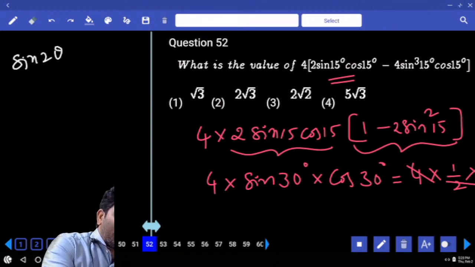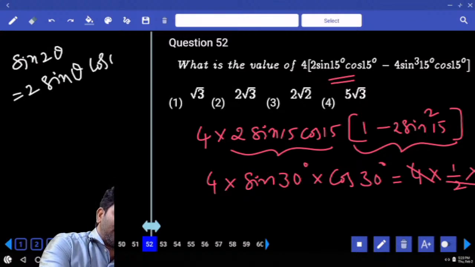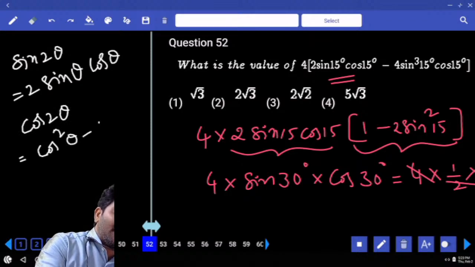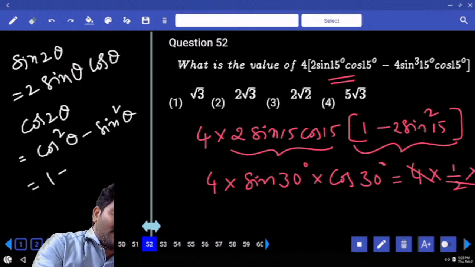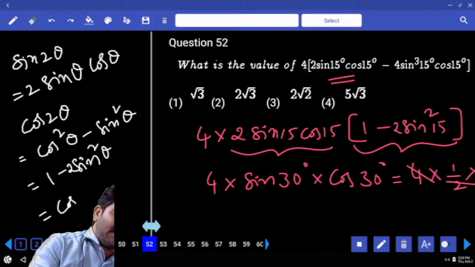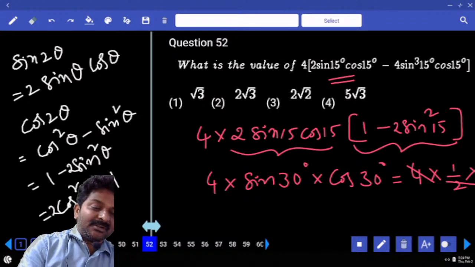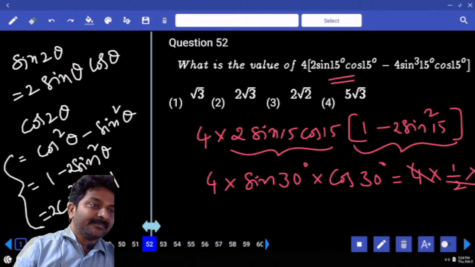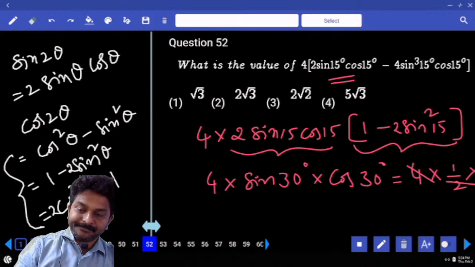Sin 2 theta formula 2 sin theta cos theta. Cos 2 theta formula cos square theta minus sin square theta, otherwise 1 minus 2 sin square theta, otherwise 2 cos square theta minus 1. Anything is fine. Yes?